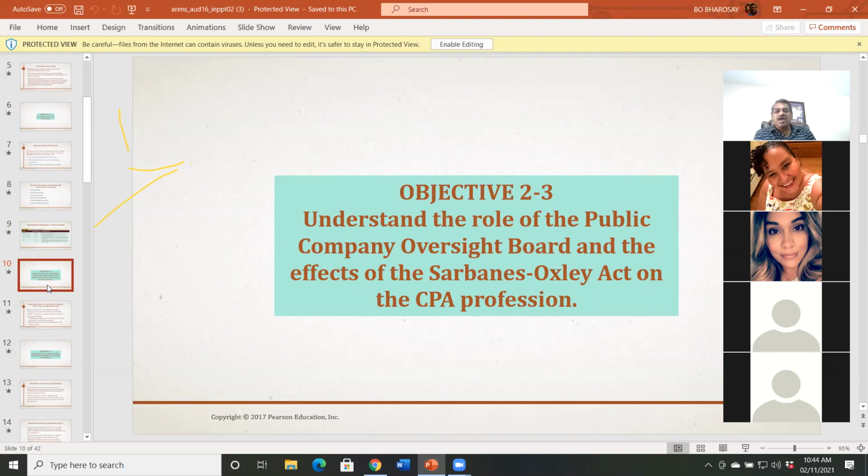The role of the Public Company Accounting Oversight Board and the effects of the Sarbanes-Oxley Act on the CPA profession.